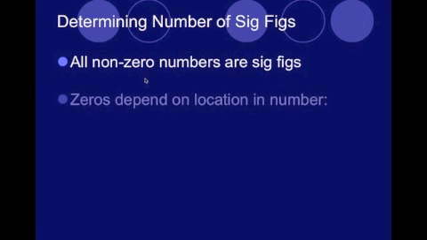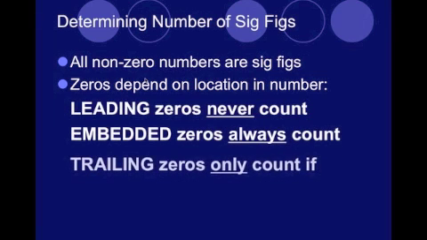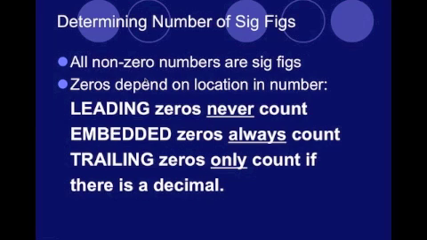Now, to determine the significant figures, we have to use these rules. Okay? All non-zero numbers are significant figures. So 1, 2, 3, 4, 5, 6, 7, 8, or 9. Those are always significant. Now, zeros depend on the location of the number. If they're leading zeros, we never count them. If they're embedded zeros, always count those.